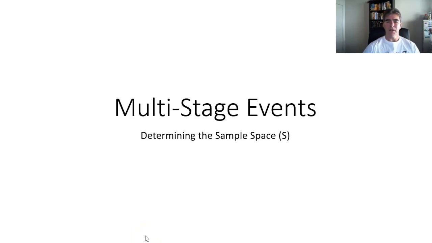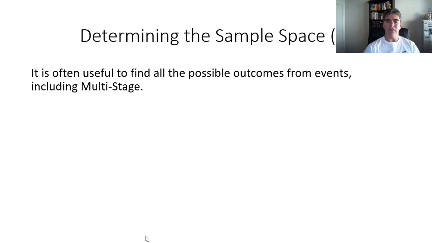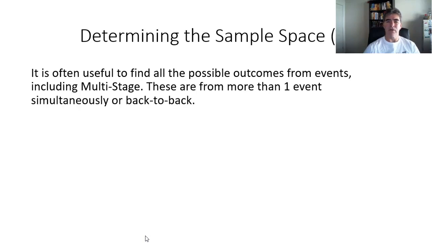In this video, we're going to have a look at how we can find all the possible outcomes, or the sample space, of multi-stage events. So when we're talking about multi-stage events, then we're talking about more than one event occurring at the same time, or simultaneously, or even back to back. It's quite often useful to know all the possible outcomes so that we can work out probabilities from there.